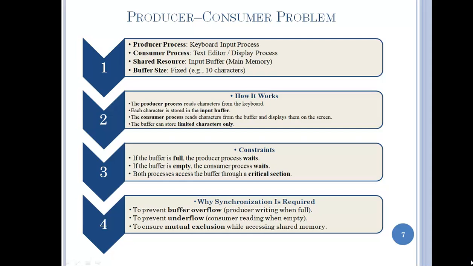So we'll take one more example where the producer process is the keyboard input process, the consumer process is the text editor or the display process, and the shared resource is the input buffer, that is the main memory. And we will assume the buffer size to be fixed, that is 10 characters. So how does it work? The producer process reads characters from the keyboard. Each character is stored in the input buffer. The consumer process reads characters from the buffer and displays them on the screen, and the buffer can store limited characters only. So the constraint is if the buffer is full, the producer process waits.